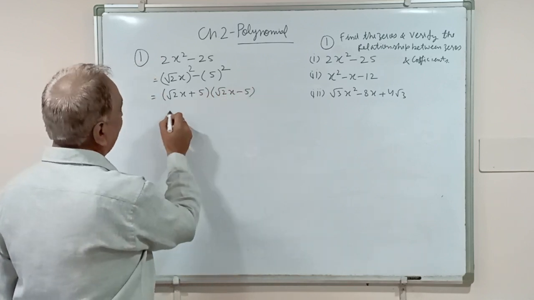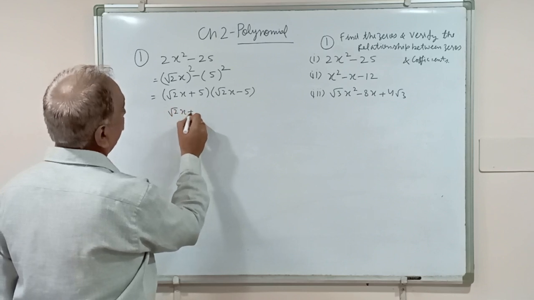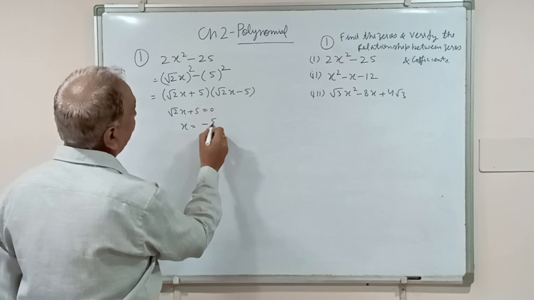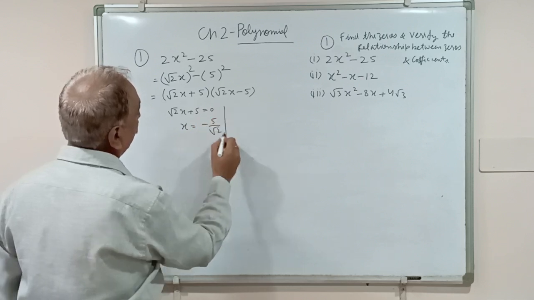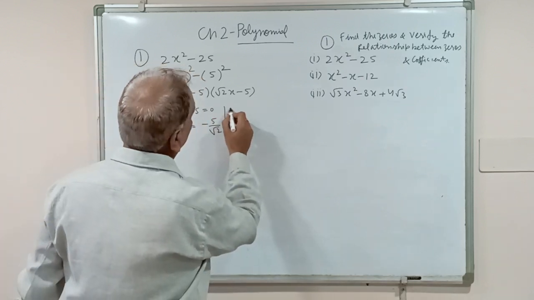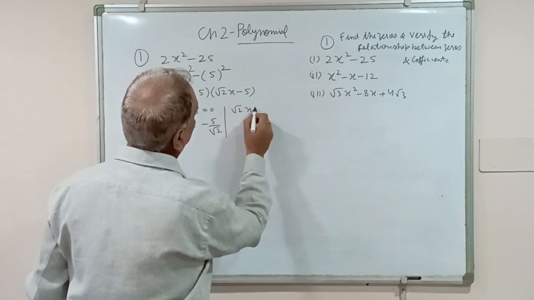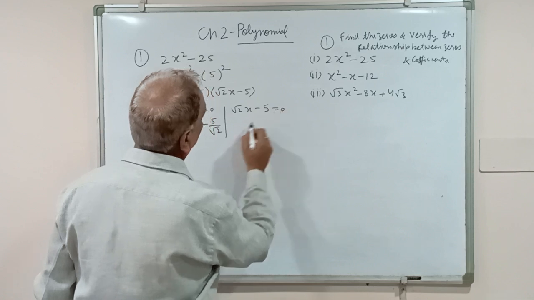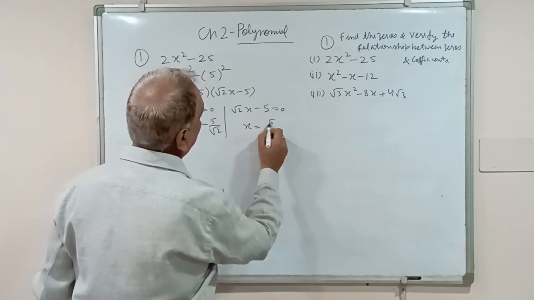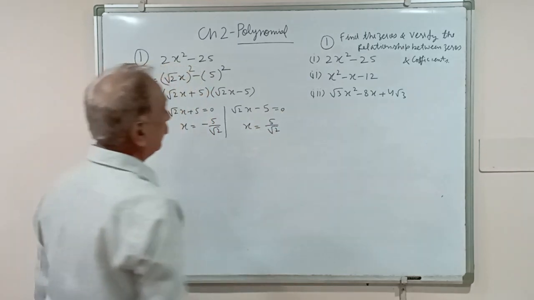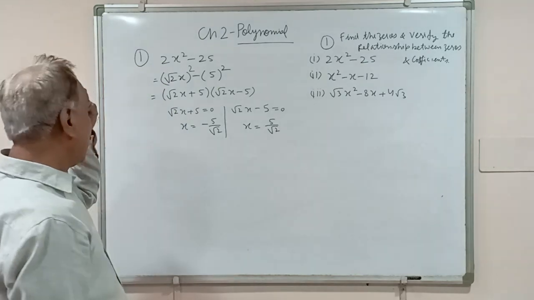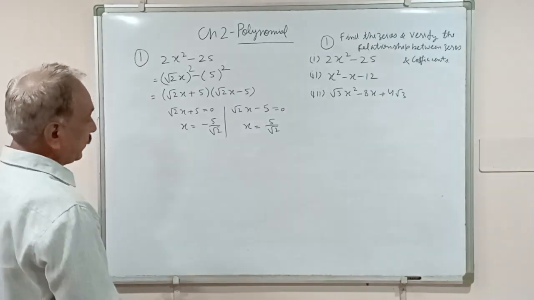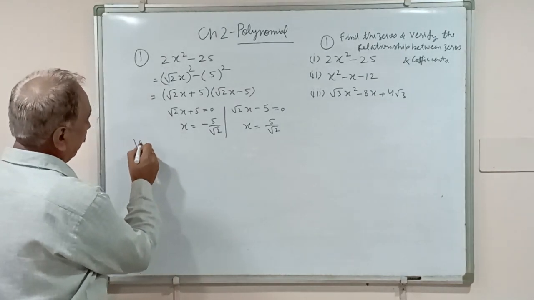Product is 0. The first term is 0. X is minus 5 by root 2. Second term is 0. X is 5 by root 2. So zeros are minus 5 upon root 2 and 5 upon root 2. Verification.